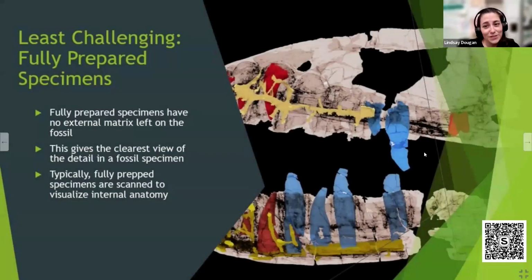The least challenging specimens that we have are the ones that have had all their matrix removed from the surface. This means when we scan it, the x-rays go really deep into the specimen and we can see the clearest view of the internal anatomy of these animals. So whenever we get to scan these, we get really excited because we know the results are going to be stunning. And I will show you how they look.